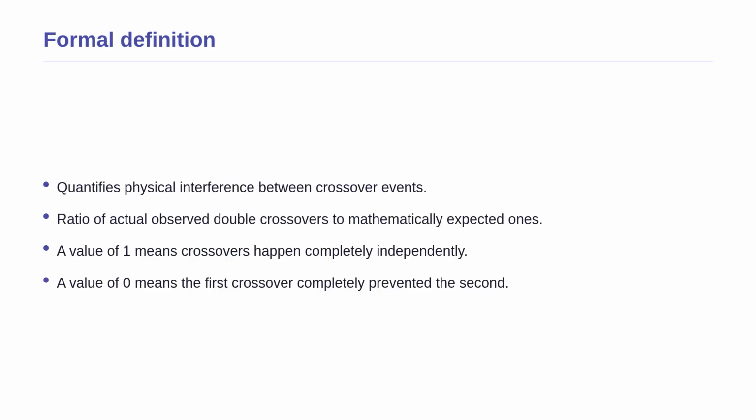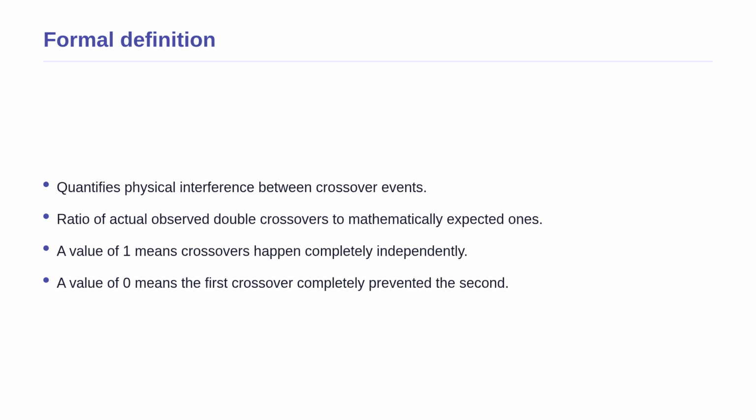Having visualized the physical constraints of chromosomes, we can now formally define our topic. The coefficient of coincidence is a mathematical metric used in genetic mapping to quantify this exact physical interference between crossover events. Formally, it is defined as the ratio of the actual number of double crossovers we observe in an experiment to the number of double crossovers we would mathematically expect if the two events were completely independent. It gives us a precise numerical value.